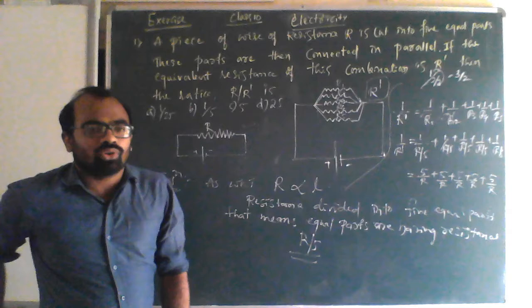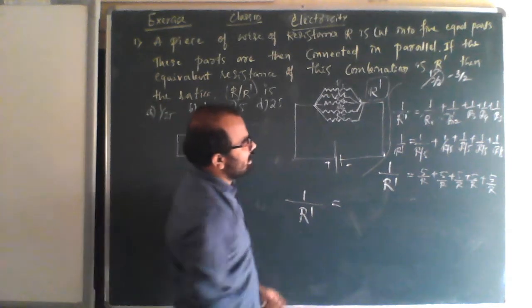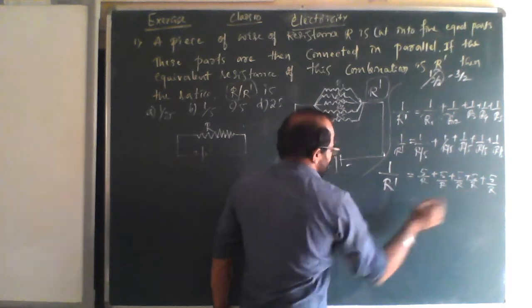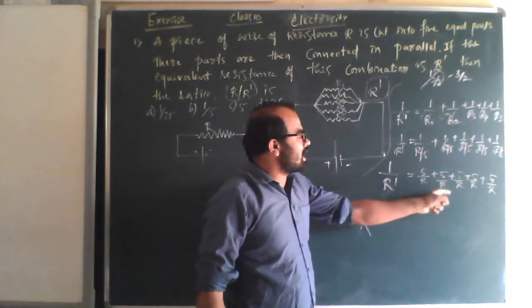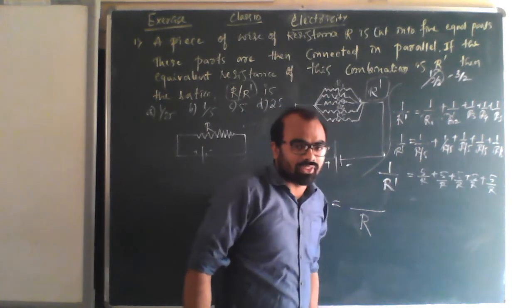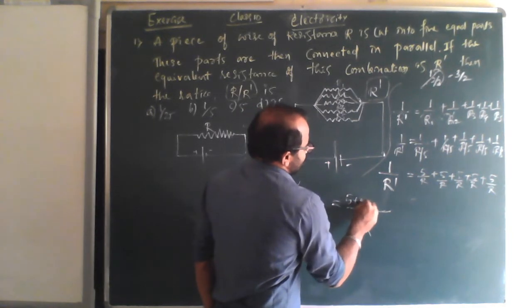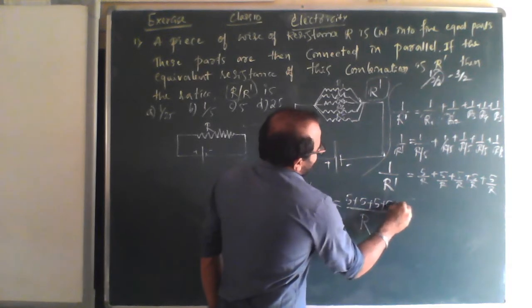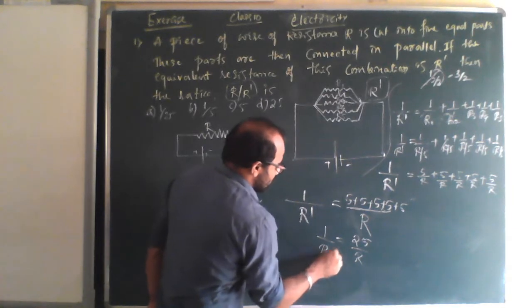See here. Now we got 1 by r dash is equal to 5 by r, 5 by r, 5 by r. So what do I want? I want r dash actually, and I want the ratio of r by r dash. So 1 by r dash is equal to, LCM will be r, so we add all: 5 plus 5 plus 5, I will get 25, isn't it? So it will become 25 by r. What is this? 1 by r dash.